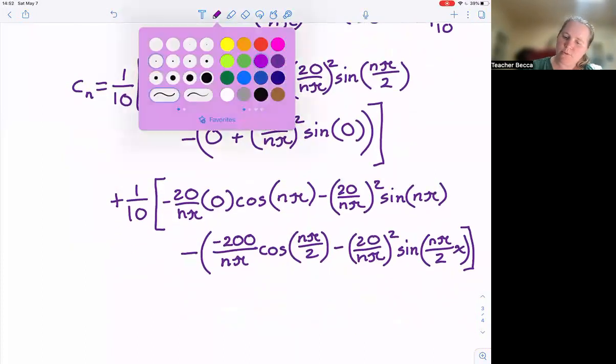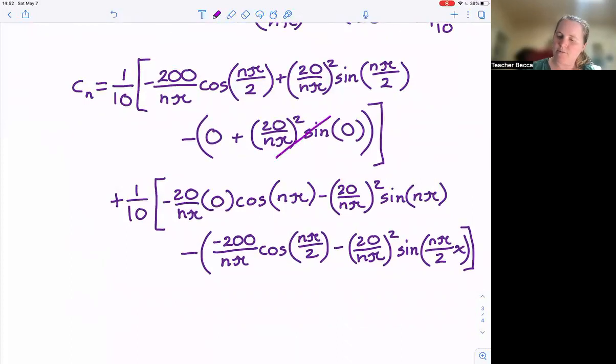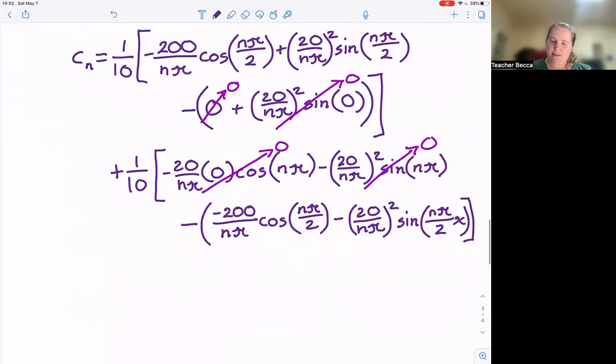So just some terms here will go straight to 0. Our term with sine of 0 will go to 0. Our term with a negative 20 over n pi times 0 cosine n pi will go to 0. Our sine of n pi term will go to 0. Of course, our 0 is 0. So we essentially have 4 terms remaining. We have C sub n is equal to, multiplying in our 1/10, we would have a negative 20 over n pi times cosine of n pi over 2.